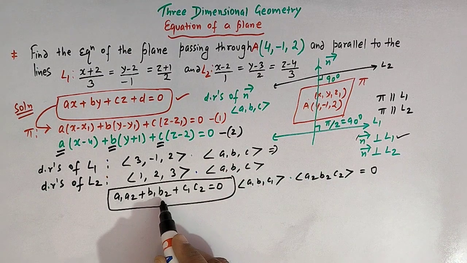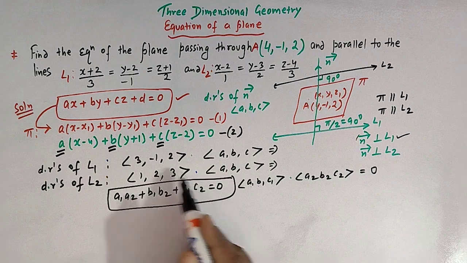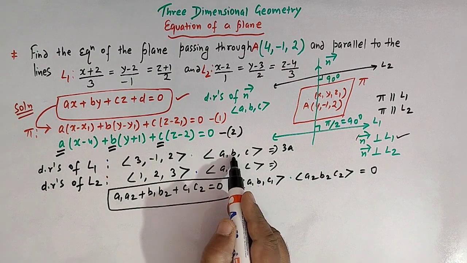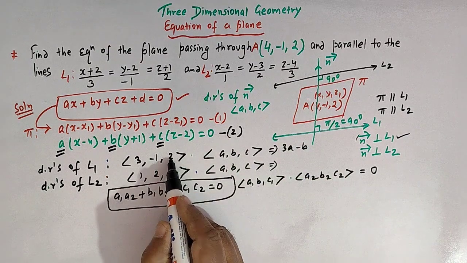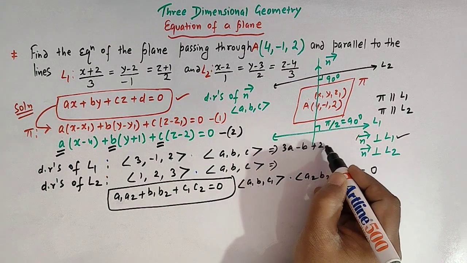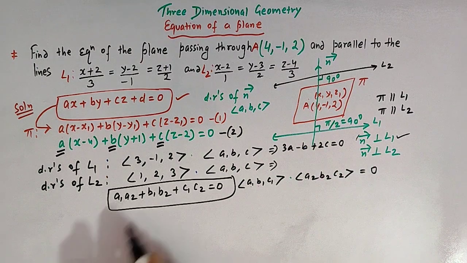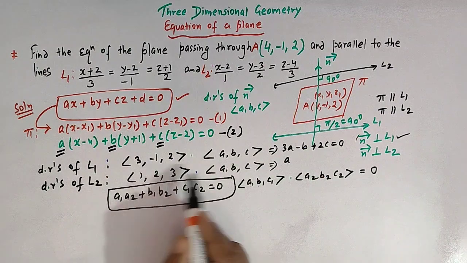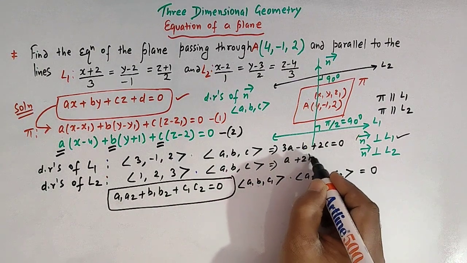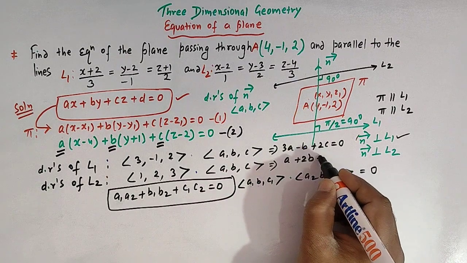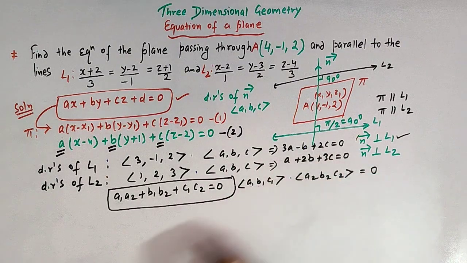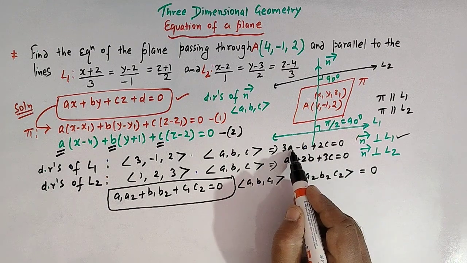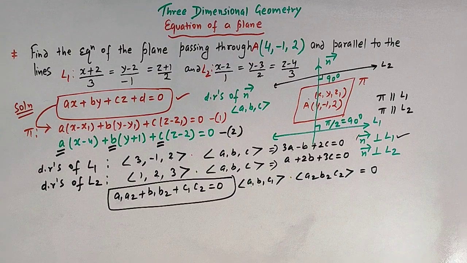So utilizing this condition, we have 3a, then we have -1 times b is minus b, then we have 2 times c, right? And this is equal to 0. And similarly here we have 1 times a is a, then 2 times b is 2b, and then 3 times c is 3c, right? So now we have two equations in three variables, that is a, b and c, right?